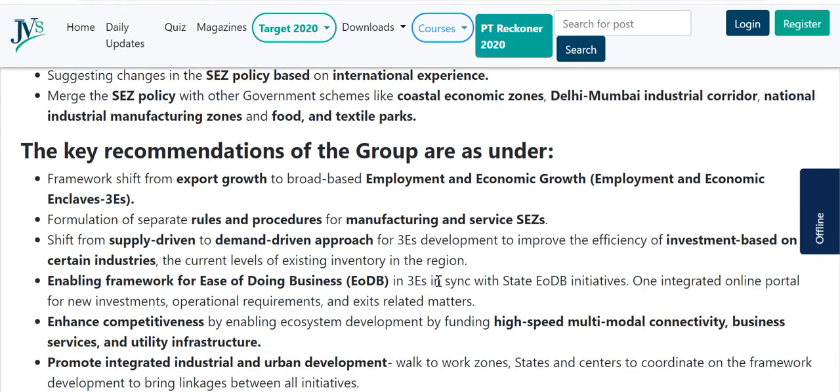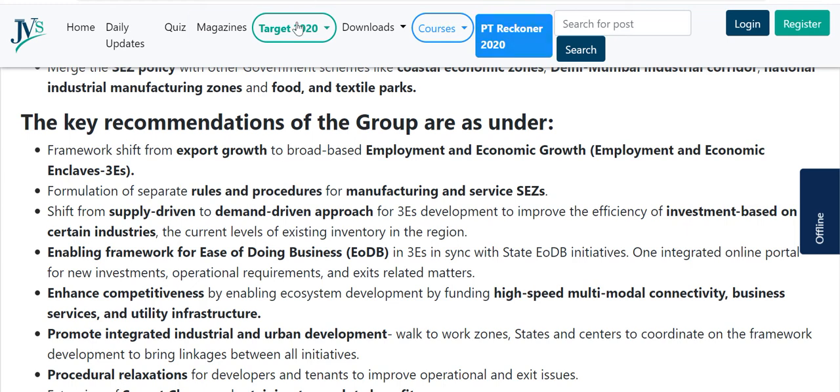So what did the Baba Kalyani committee recommend? It recommended that there should be a framework shift, from our objective of promoting export, towards promoting employment and economic growth. And manufacturing and service SEZs should have separate rules and procedures.